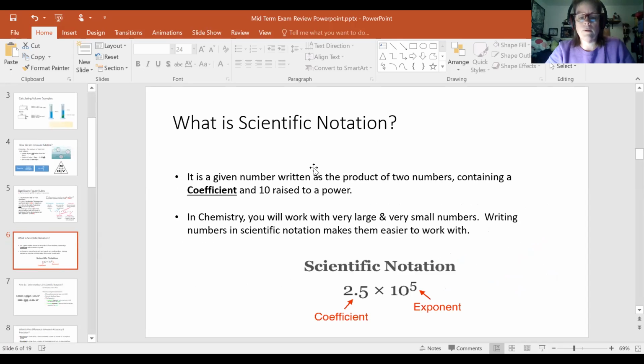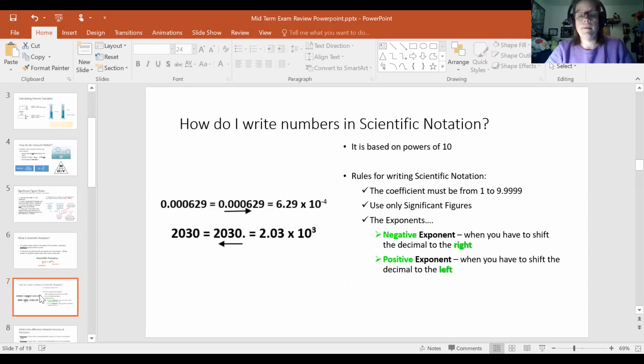What is scientific notation? Of course, it's just an abbreviated way to write a number. You have a coefficient, which is the number you're multiplying by 10, with an exponent on the 10. You're going to be working, of course, with very large and very small numbers in chemistry, so this is why we do this. So how do you do it? You're going to have to get your coefficient to be somewhere between 1 and 9.99. And that's, again, moving your decimal point.